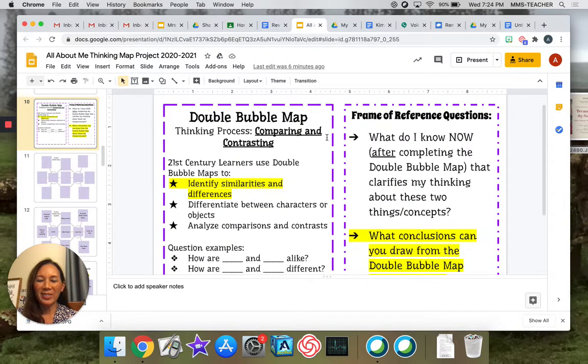Okay, here we go. So our double bubble thinking map, the thinking process that we're using here is comparing and contrasting. So as a 21st century learner, we use double bubble maps to identify similarities and differences. We could also use it to differentiate between characters or objects, or we could use it to analyze comparisons and contrasts. But for our double bubble All About Me project assignment today, we're going to use our double bubble map to identify similarities and differences.